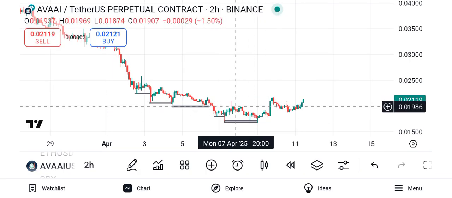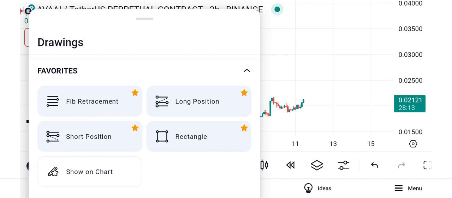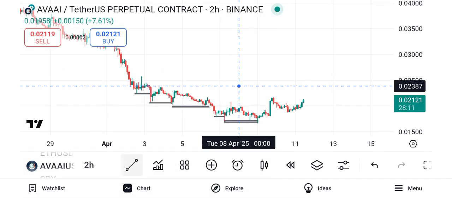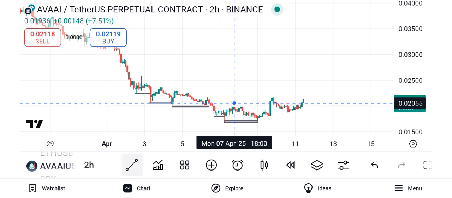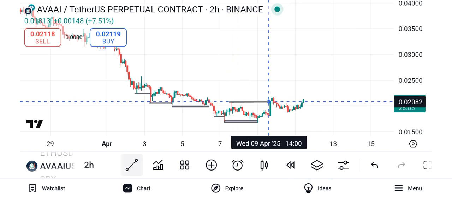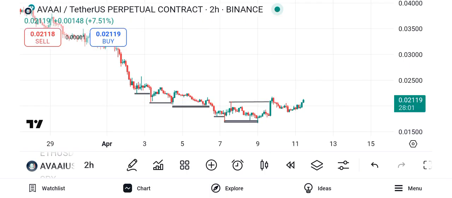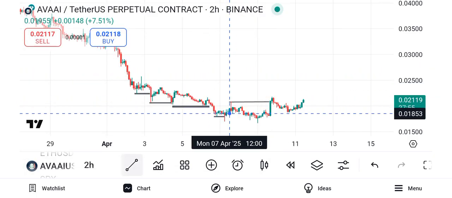But what happened? A change of character occurred. This is called a change of character. This is the point where you now know the market wants to reverse. This is a break of structure.